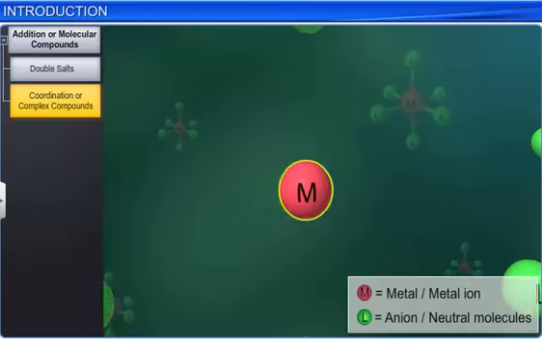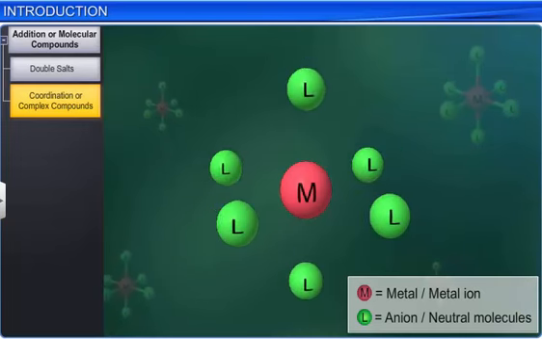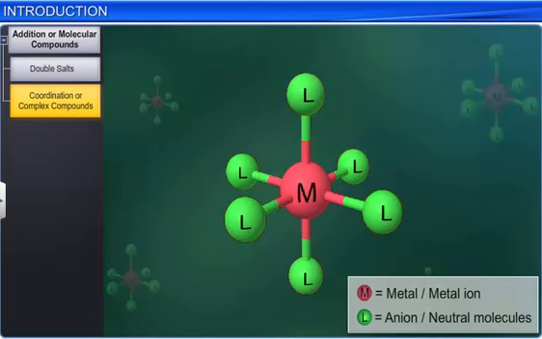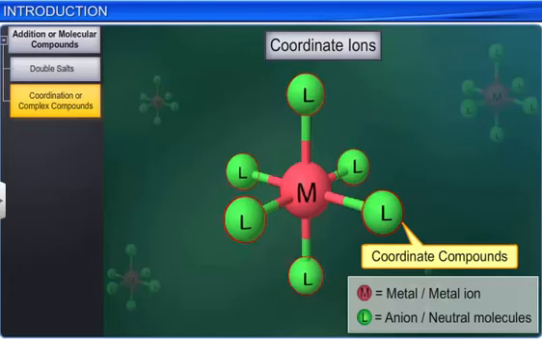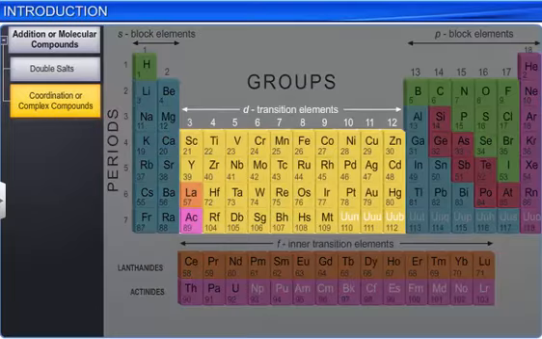The central metal ion in the complex ion forms dative or coordinate covalent bonds with the species surrounding it. Complex ions are also known as coordinate ions, and hence the corresponding compounds as coordinate compounds. Transition metals show a greater tendency to form complex compounds.